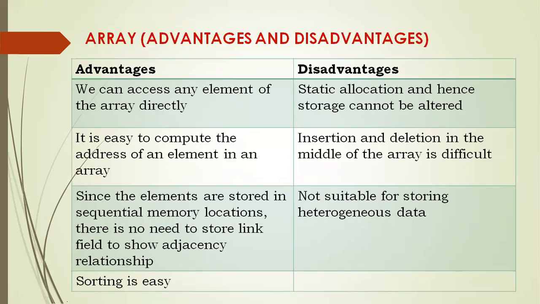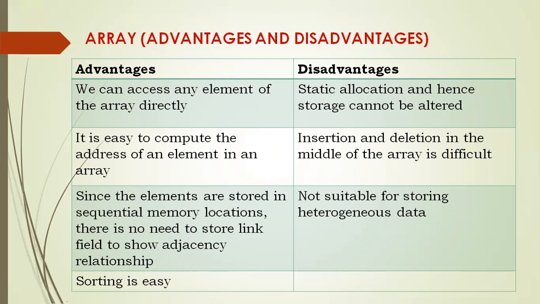Let us see what the advantages and disadvantages of an array are. One main advantage of an array is that we can access any element directly. You need not start from the beginning element only. Directly we can go to A of 2, 3. From A2,3, you can come back to A1,1. From A1,1, you can go to A4,4. So you can directly go to any location reserved for a particular element.